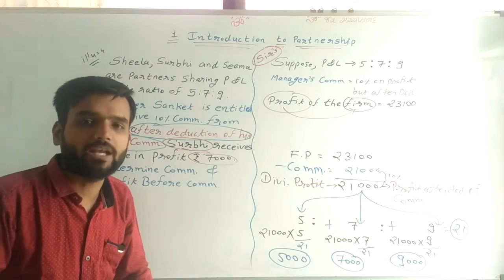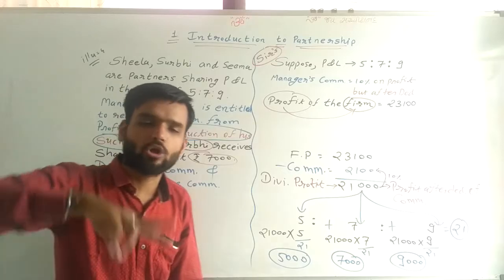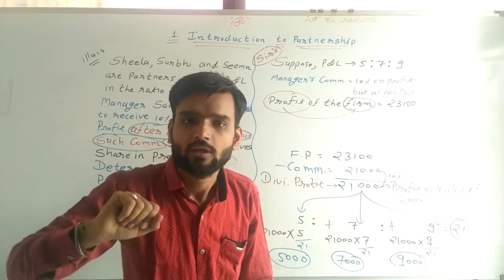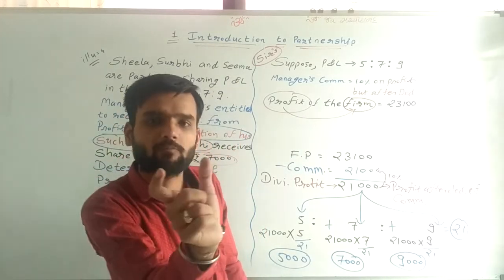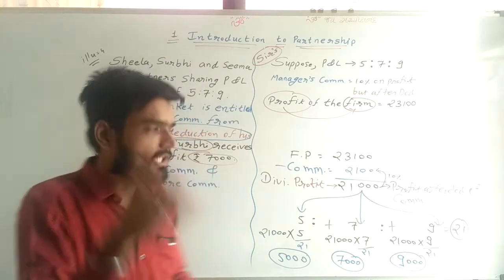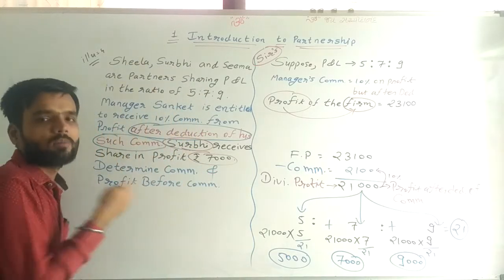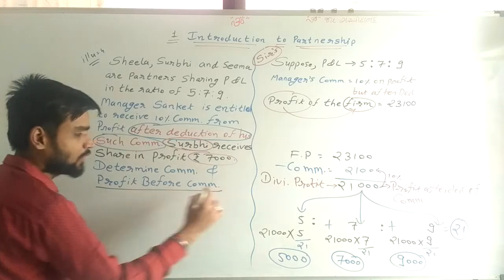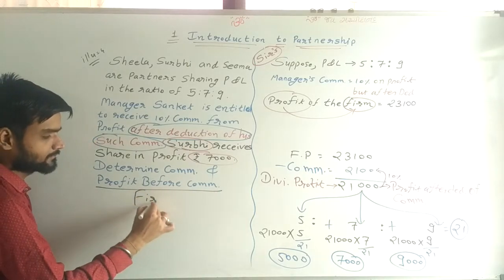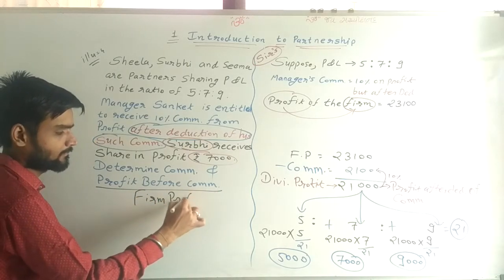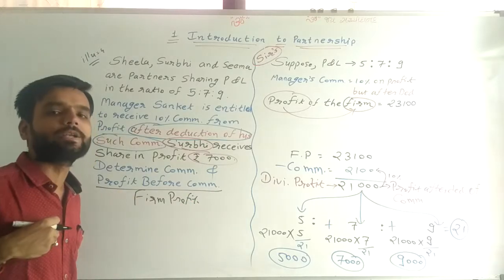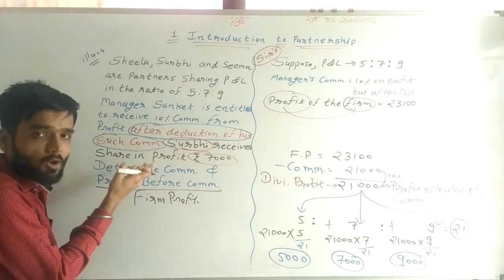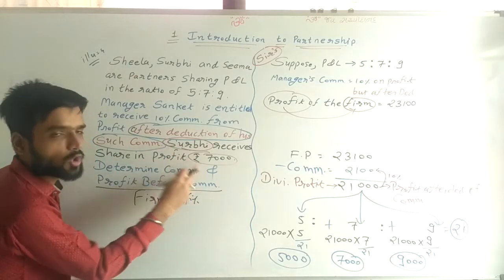Now how are we finding it? Because we have only two formulas. In the first formula we are using firm profit to find commission. Now here the question is to find firm profit. Indirectly, profit before commission is given. Profit before commission means firm profit. So firm profit we need to find, and divisible profit is not given. Here Surbhi's profit is given.